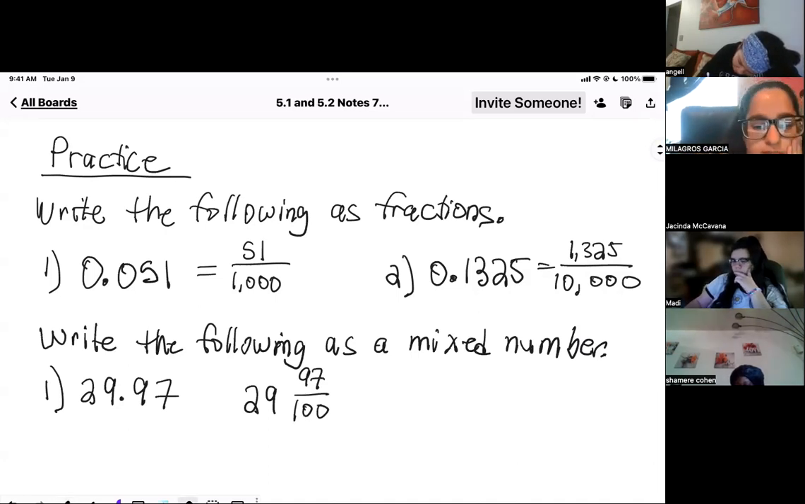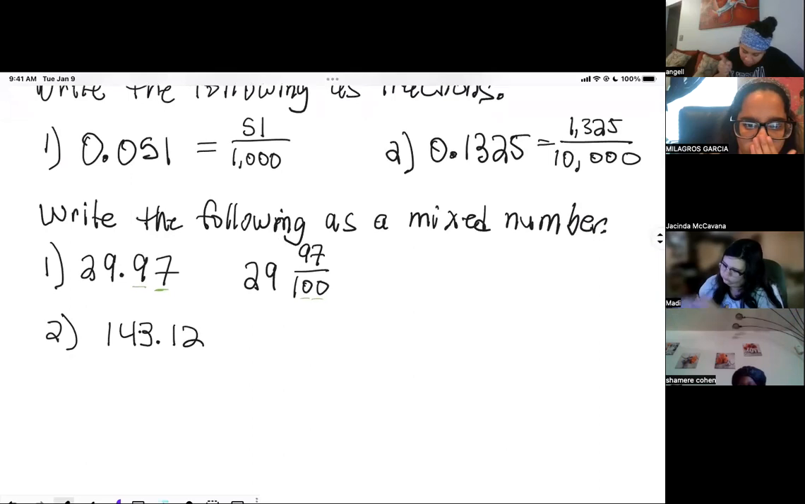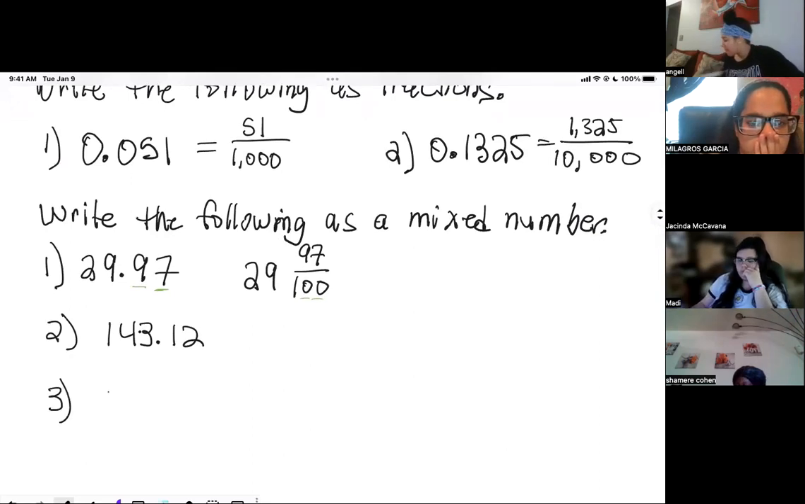So 29 is your whole number. And then the fraction, the part 0.97, is over 100. So 97 over 100. Notice again, 2 decimal places, 2 zeros. You know what it's really good for? Checking yourself. Do it and then go back and go, okay, it should have 2 zeros. I have 2 zeros. Yeah. Okay, so try this one, 143.12. I'm going to give you 2 of them, and then 3. So try those 2.